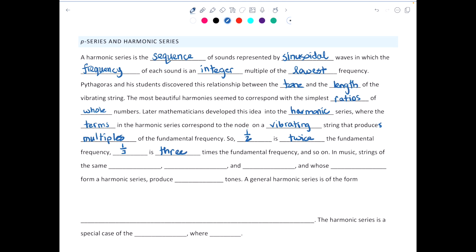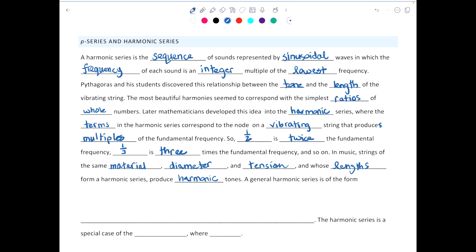So in music, strings of the same material, diameter, and tension, and whose lengths form a harmonic series produce harmonic tones.